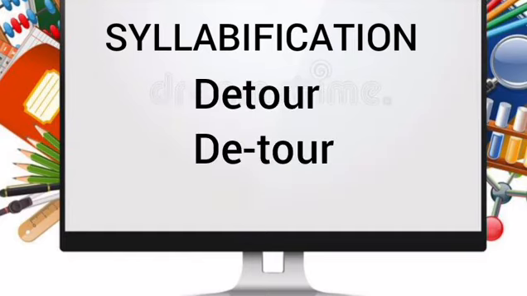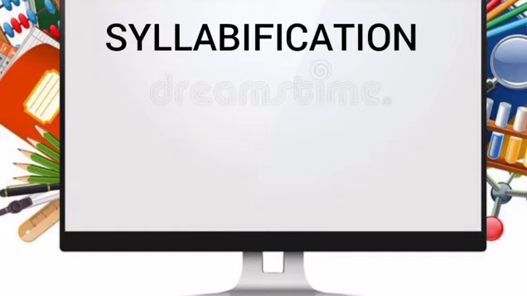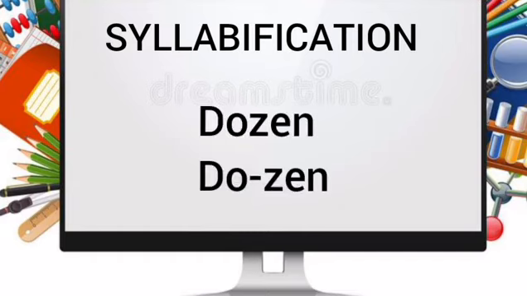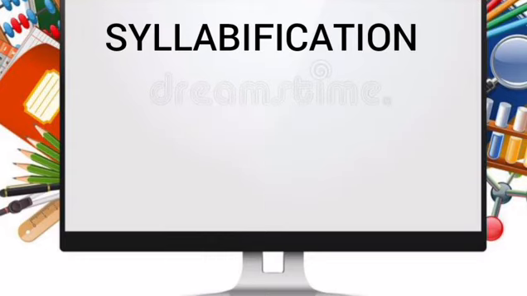Okay. Next, third point. When there is one consonant between two vowels, then the syllable will be divided before the consonant if the vowel is long, right? For example, detour. Okay, fourth point. When there is one consonant between two vowels, then the syllable will be divided after the consonant if the vowel is short. Example, dozen.